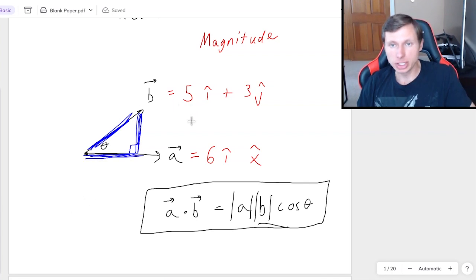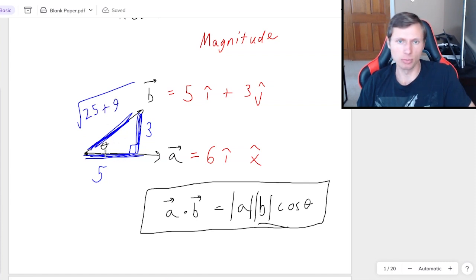5i hat plus 3j hat means 5 is in the x direction, 3 is in the y direction. If I want the hypotenuse, square root of a squared plus b squared. I'm doing a lot of that in my head, so hopefully that makes sense. And that's going to be the square root of 34, which unfortunately cannot be reduced. But that's what the magnitude of B would be equal to, square root of 34.